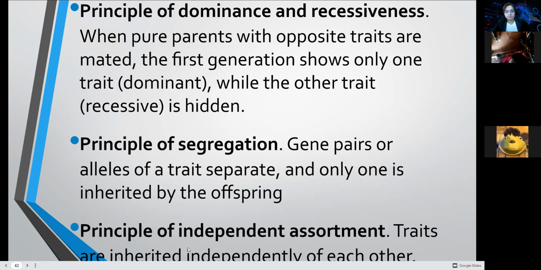The third one is the principle of independent assortment. The traits are inherited independently of each other. We don't really know how these genes orient themselves, because these are highly independent. It happens during the crossing over of genes.